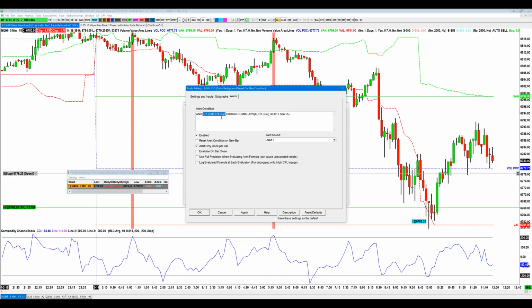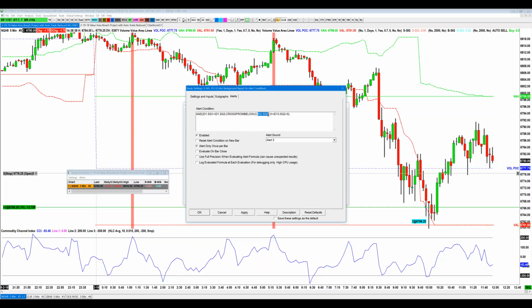Okay, so that's the first condition. The second condition is this one right here. Cross from below and cross from above are two operators you can use in Sierra to indicate I want to know when something is crossing something else. When you use cross from below, there are two things in here separated by a comma. One of them is the first piece, which in this case is the closing price, or C, and then comma ID2.SG2. So now let's work backwards and find out where this came from.